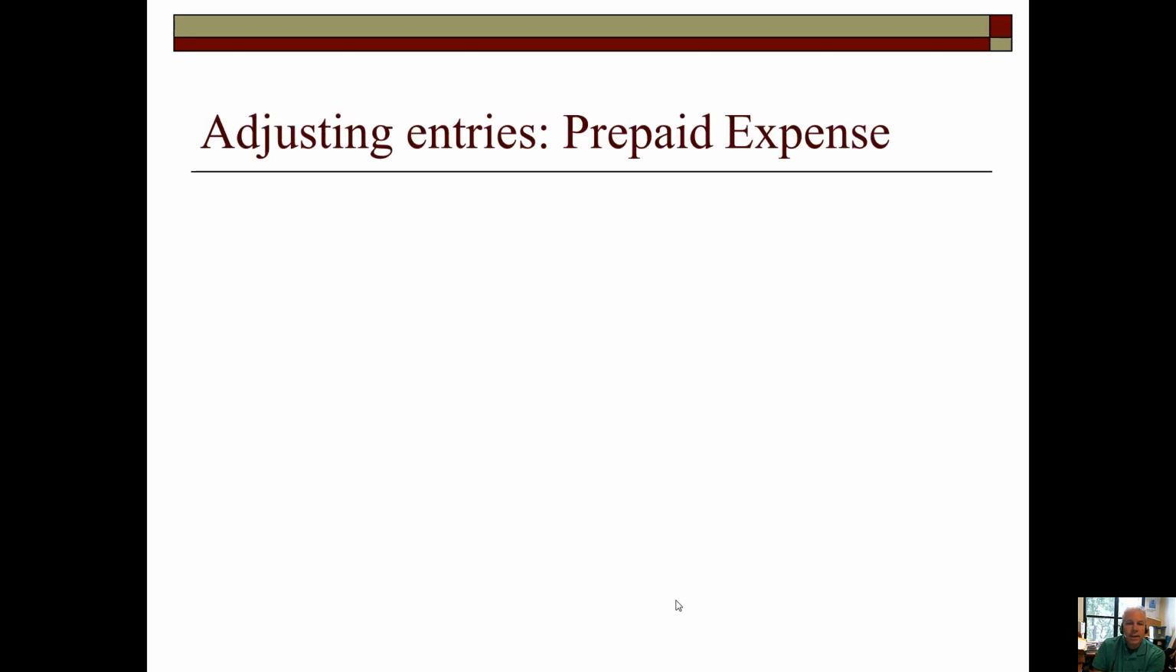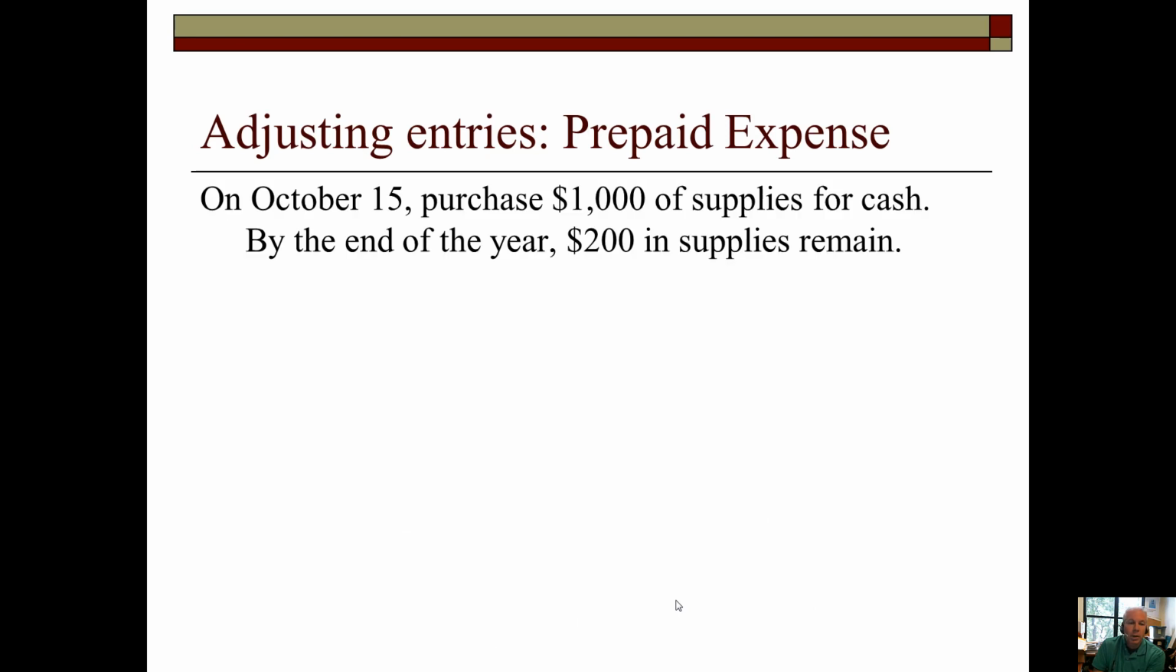So let's look at an adjusting entry for prepaid expenses. Let's assume on October 15th, we purchase $1,000 of supplies for cash. By the end of the year, however, only $200 of supplies remain. Think about it. We want to record the adjusting entry. This is supplies. It would be an expense. We'd want to figure out how much of the supplies have been used up by the end of the period.